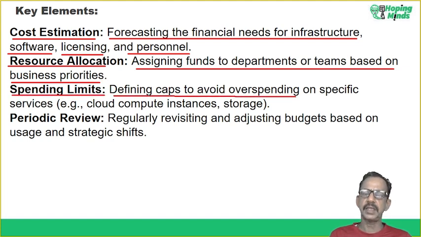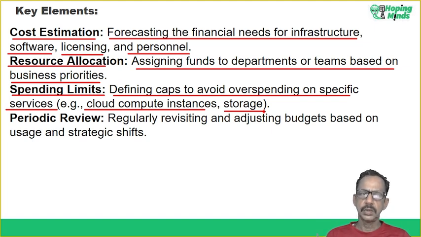Spending limit, defining caps to avoid overspending on a specific service. Like we cannot spend everything on the instance. We cannot spend too much money on the storage. There should be a limit, even on the database. So we should set limits there. Without setting a limit, the cost can go beyond the limit.